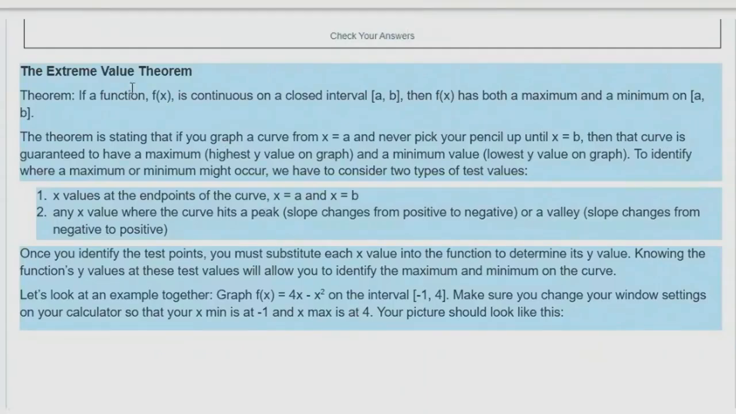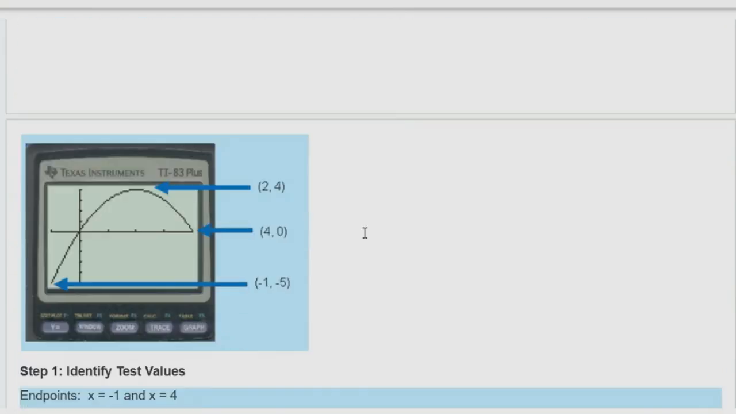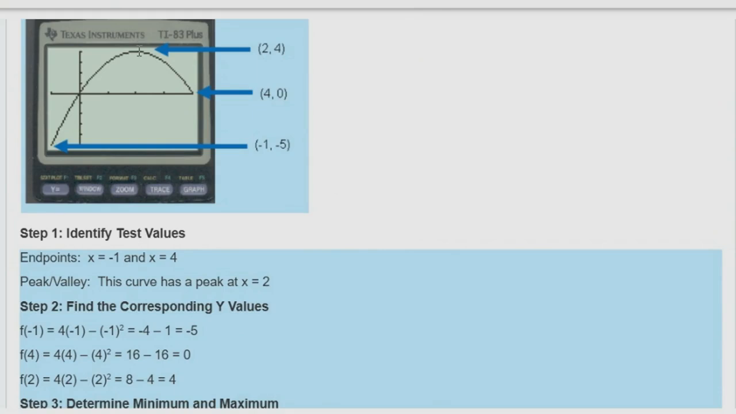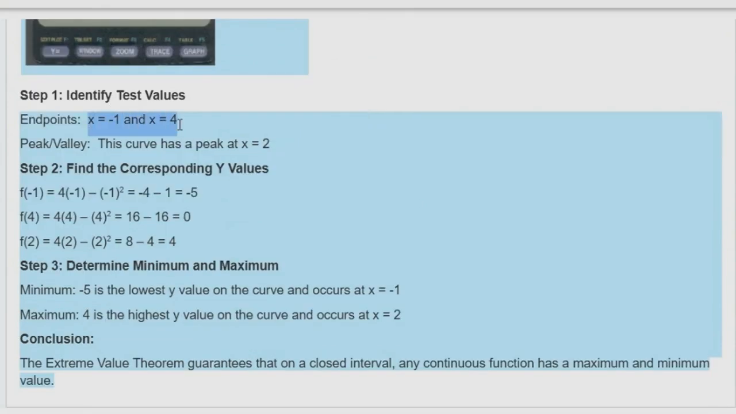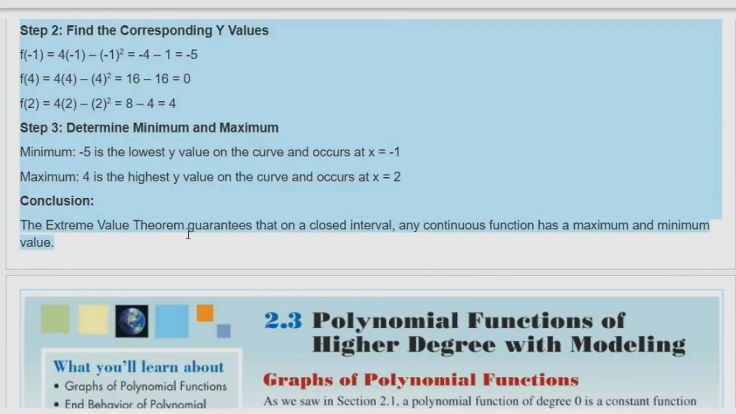But this is just saying, if you look at a closed interval, only from here to here, not necessarily from eternity to eternity, then there has to be a maximum and a minimum. That's simply what the extreme value theorem is saying. And it graphs it here. And look, there's a maximum and the minimum is there, if we just look from this point to this point. So you find where you want to start and stop and find if there's any peaks in between. The extreme value theorem guarantees that on a closed interval, any continuous function has a maximum and minimum.